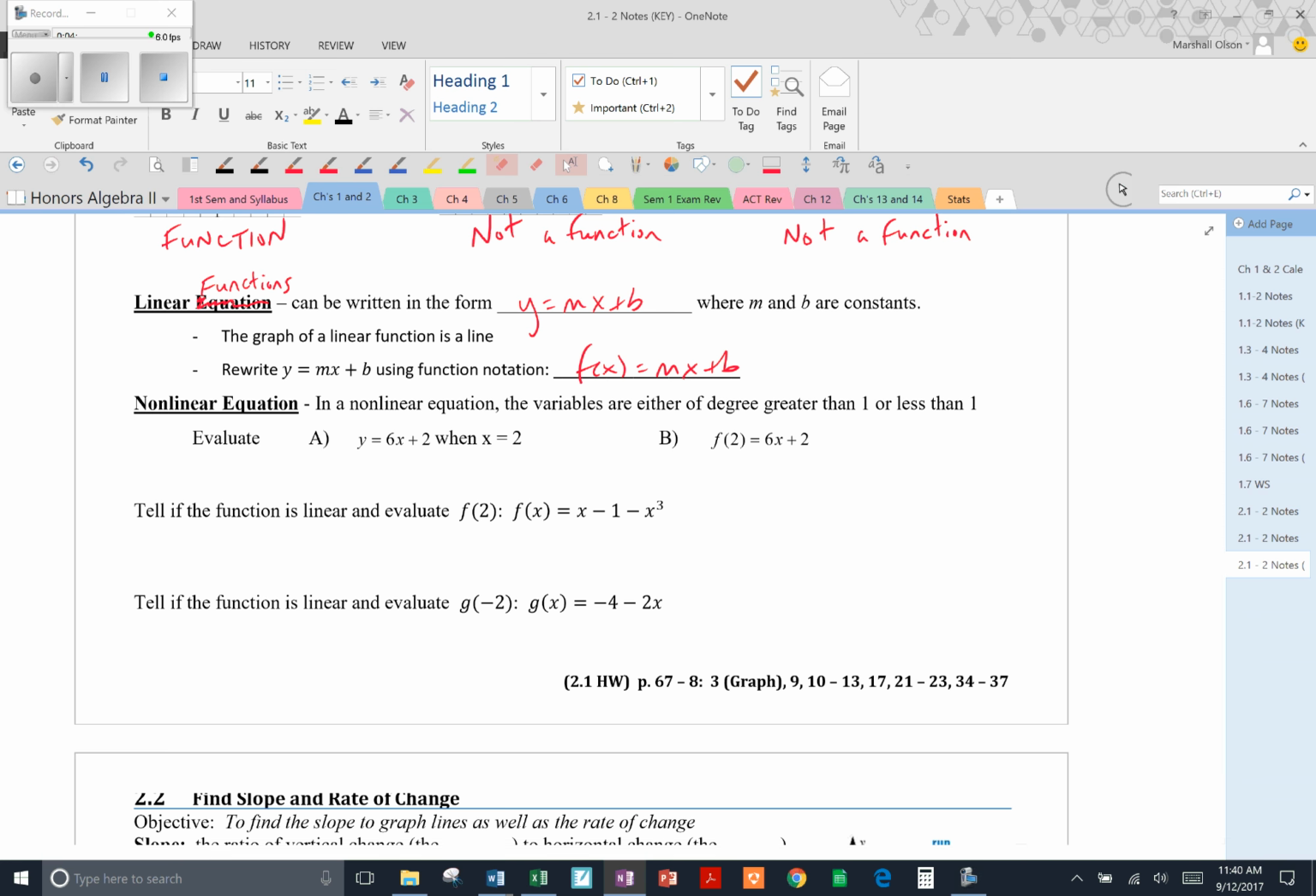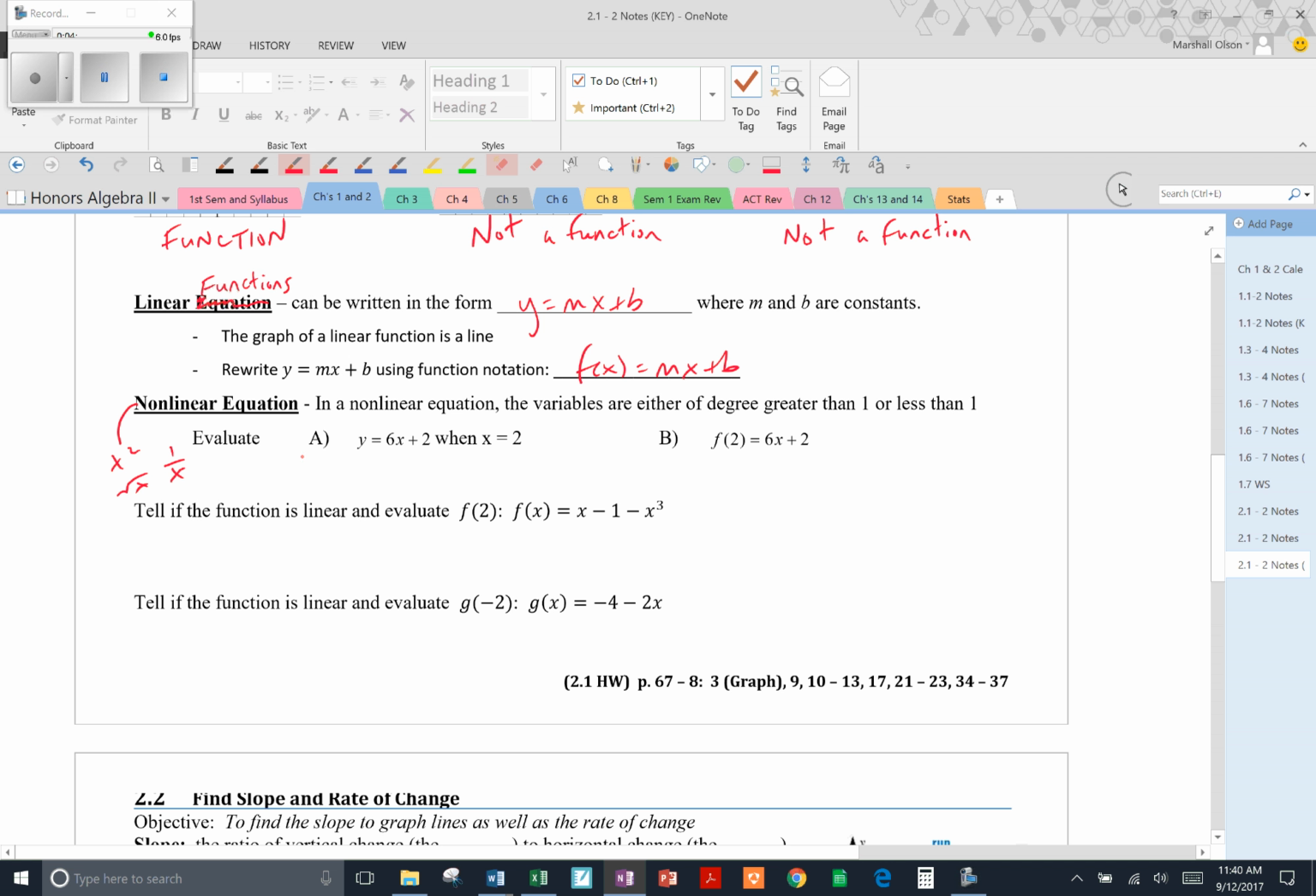A nonlinear equation has variables that are either of degree greater than 1 or less than 1. So anything that has an exponent of 1 on x is a linear equation. Nonlinear would be something like x squared, or square root of x, or 1 over x. Those are all nonlinear expressions.